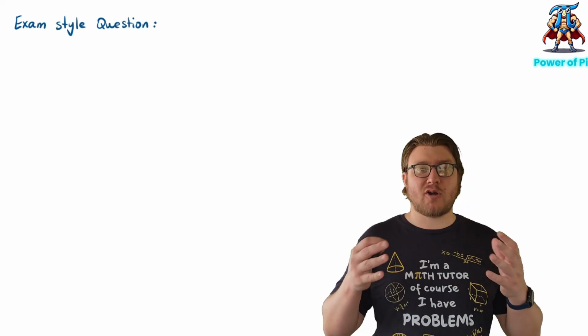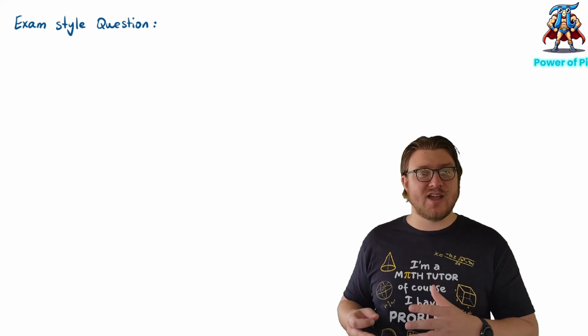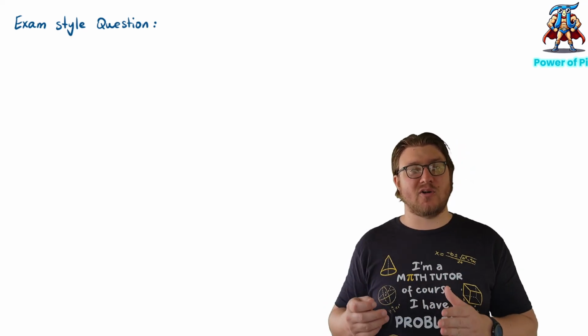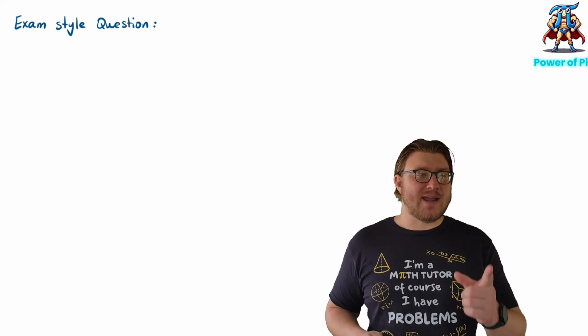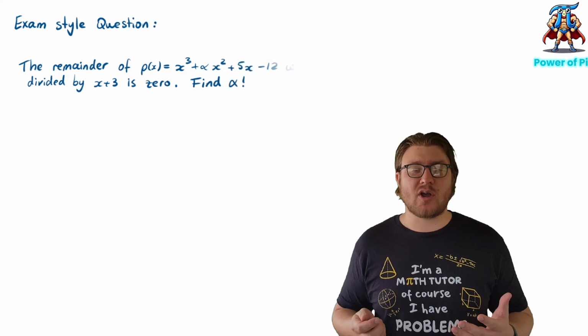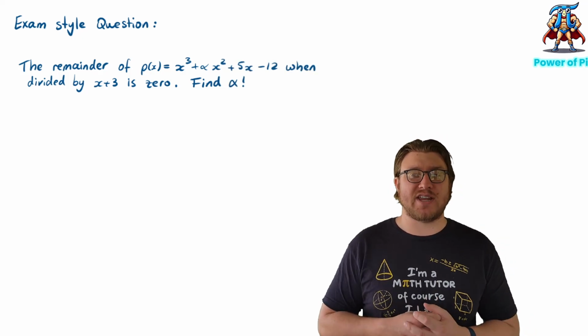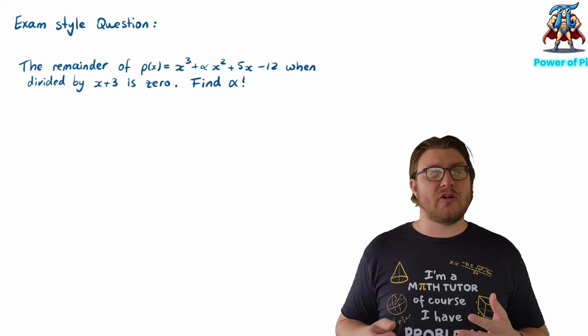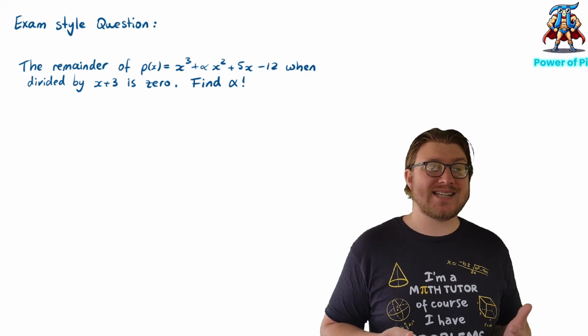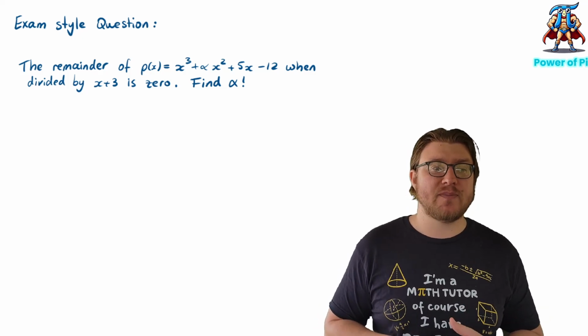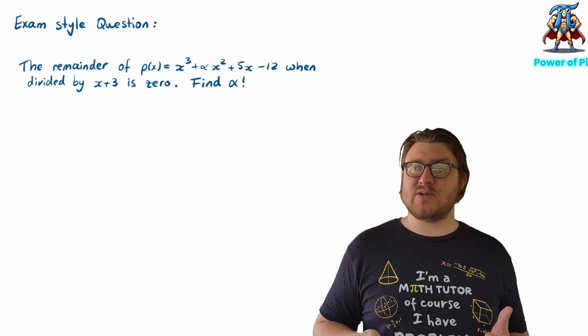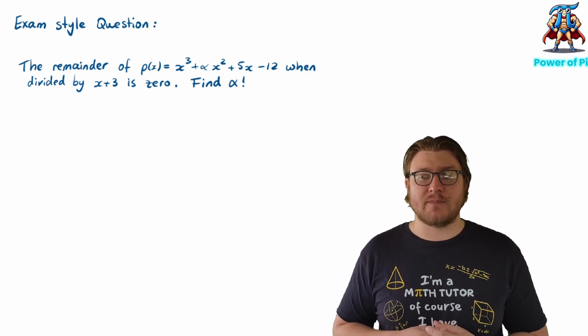It's very easy to confuse your positives and negatives, so make sure that you do this nice and slow so you don't get mixed up like I just did. Okay, exam style question. Let's have a look at what a question would be that you would actually get. The remainder of p of x being x cubed plus alpha x squared plus 5x minus 12 when divided by x plus 3 is 0. Find the value of alpha.